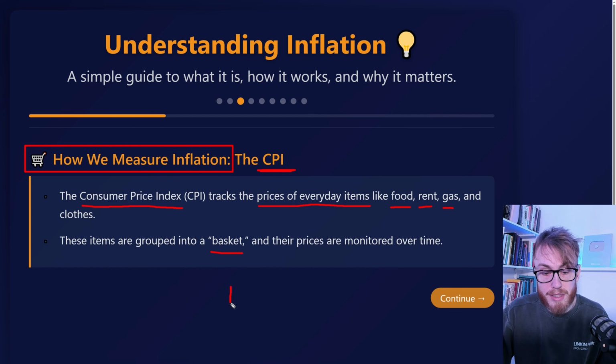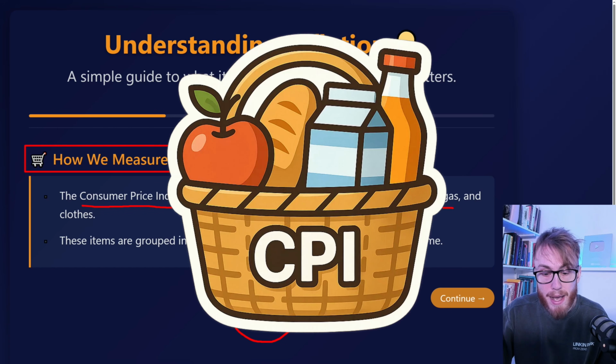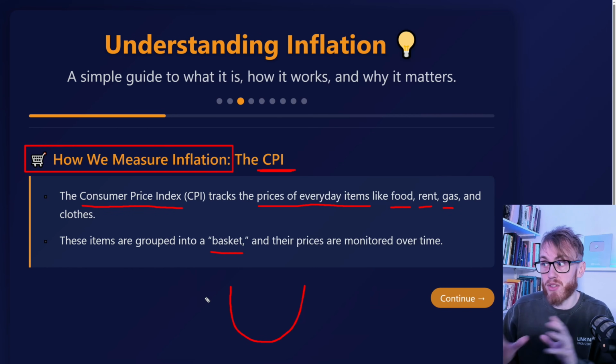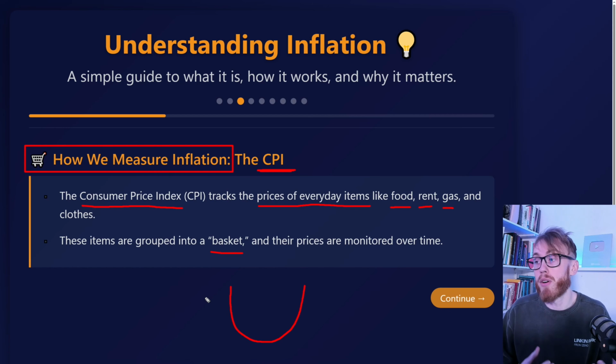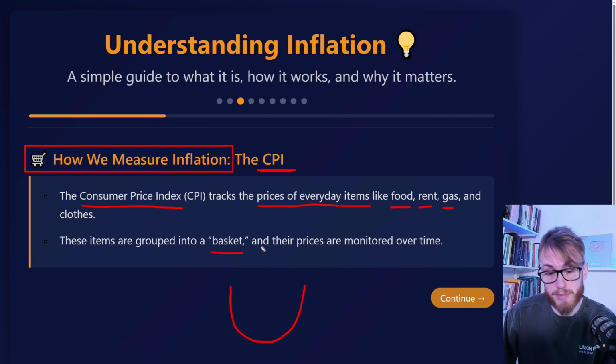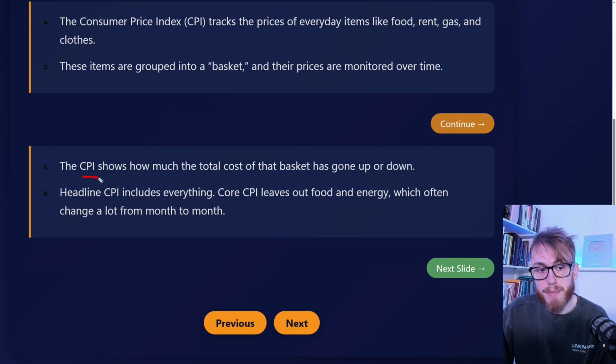So you can think about the CPI here as a basket of goods that we are tracking to see how much the prices are increasing for us general people like me and you, basically the consumers. So basically the CPI shows how much the total cost of that basket has gone up or gone down.